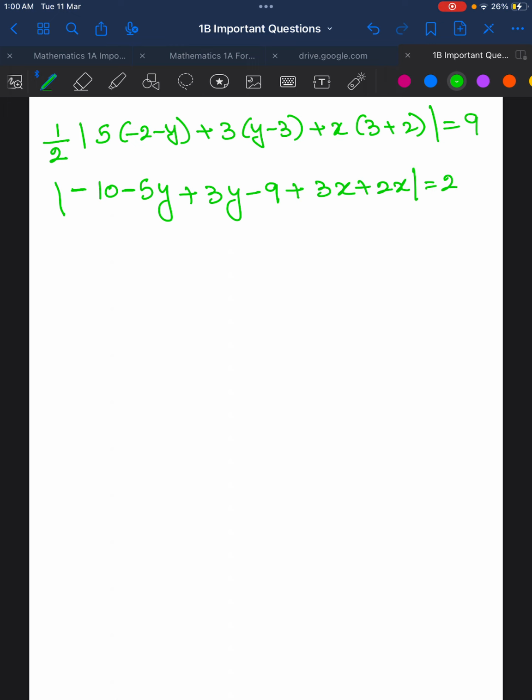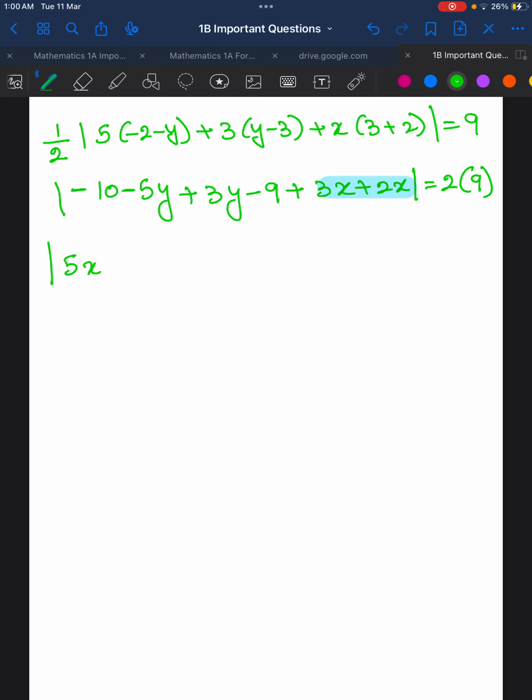this 2 we took to the left side, right side. So from left side we have taken the 2 to the right side. So it will become 2 into 9. Is it clear for everyone? Okay. Now all of you observe how many x terms are there in modulus symbol. There are 3x plus 2x. That value will be modulus of 5x.